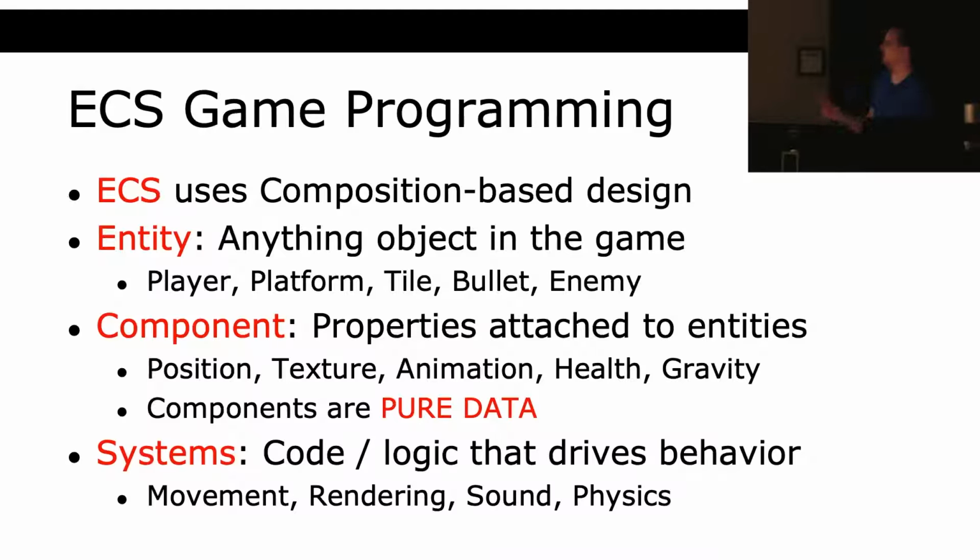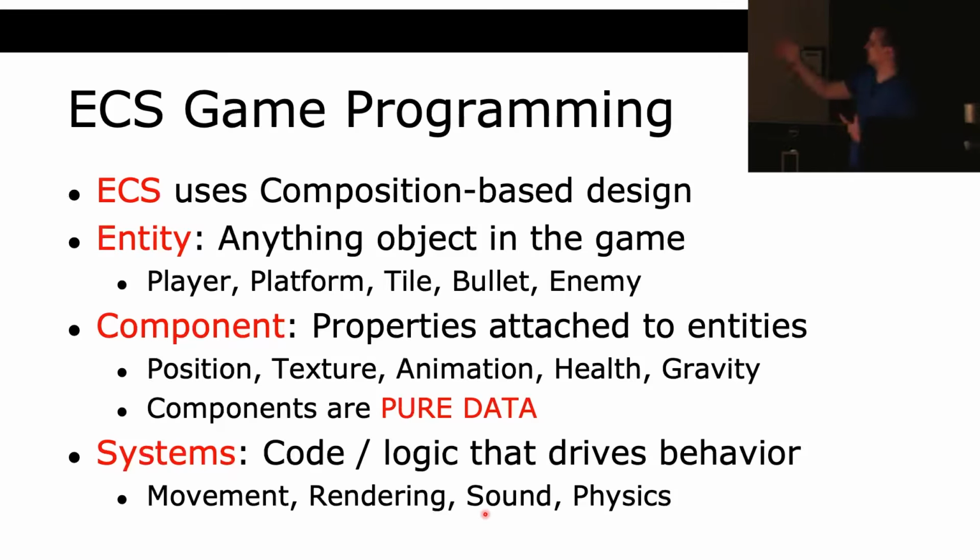And then the things that will actually be doing the work are these systems. A system, you can just think of as a function that does something very related to one part of the gameplay mechanics. So the systems are the code and logic that drive the behavior. For example, you could have a movement system, a rendering system, a sound system, a physics system, etc. So we can break that up really nicely.